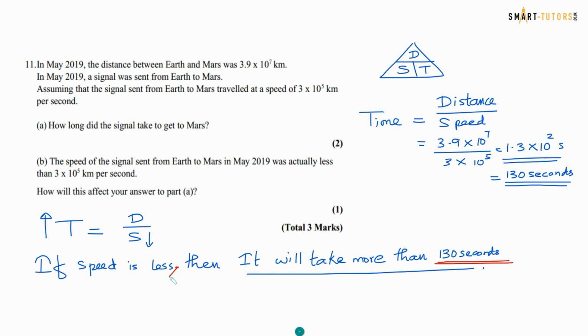That's all you need to do. It is only a 1 mark question. So you need to explain that when the speed reduces, the time increases. So whatever the time before, 130 seconds, now it will be more than 130 seconds. So that is the answer for question number 11.